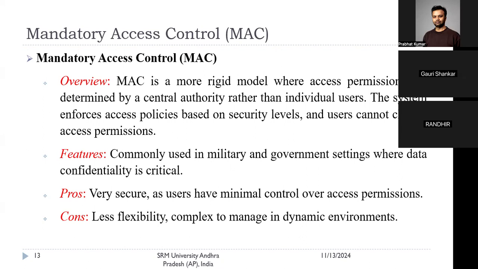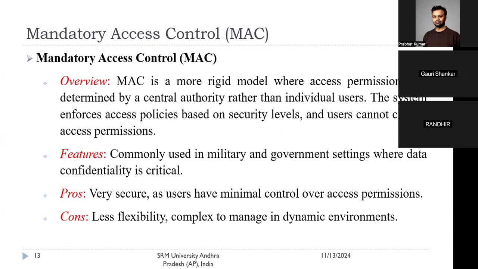So in this case, in mandatory access control, basically two things are decided by this central authority. One is in which label that user is, the security label is decided. The security level of the document is decided by this central authority.